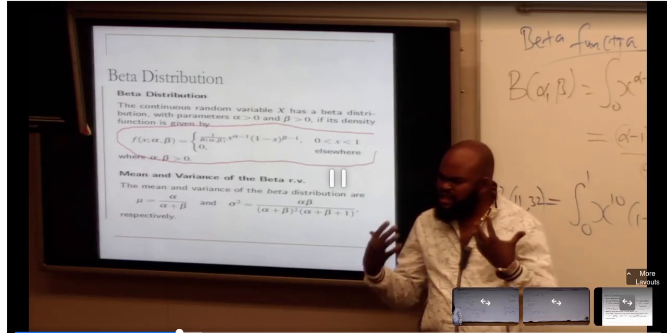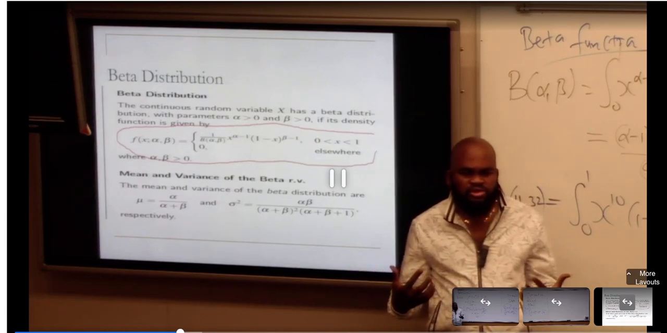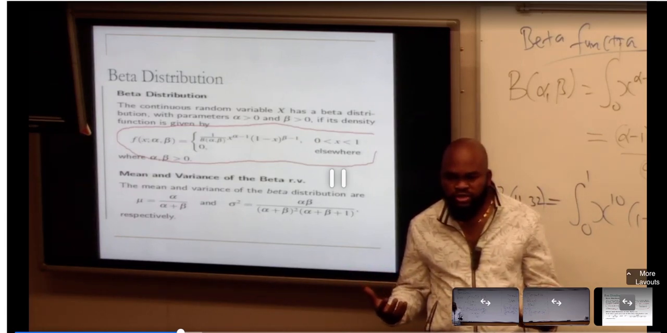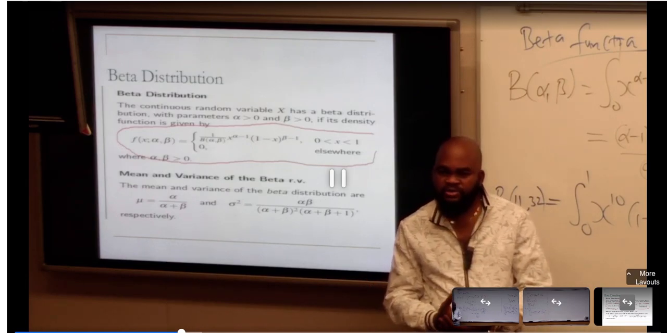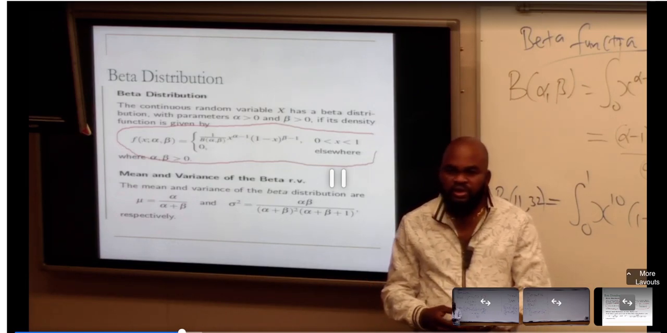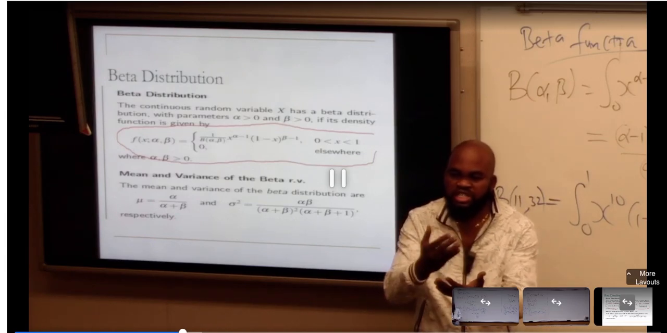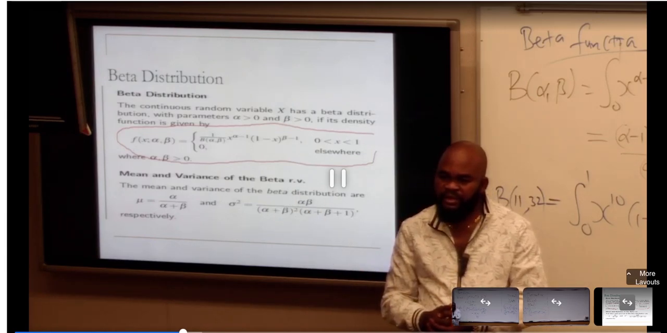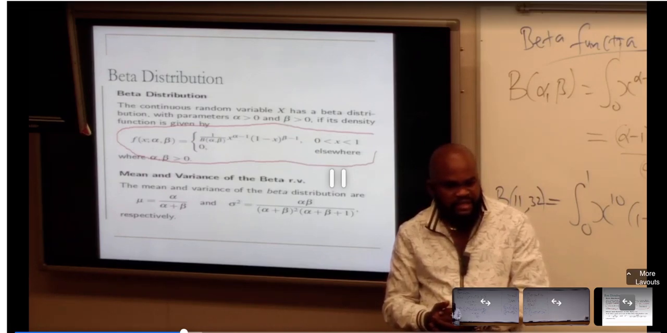Let's think about random variables that can be in the range of 0 to 1. Proportions, rates. Maybe you want to talk about infection rate. You know, infection rate is a random variable. Why is it a random variable? Because it changes from time to time. What about vaccination rate? What about poverty rate?